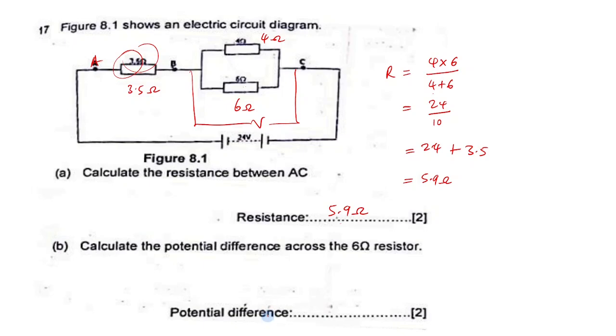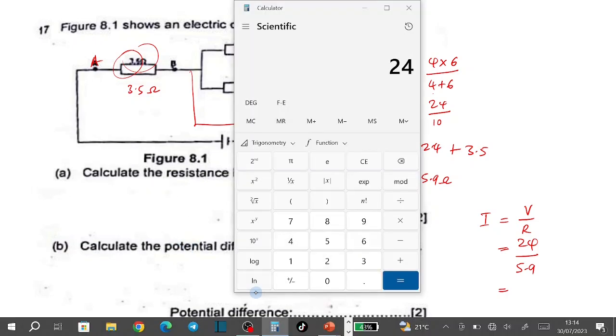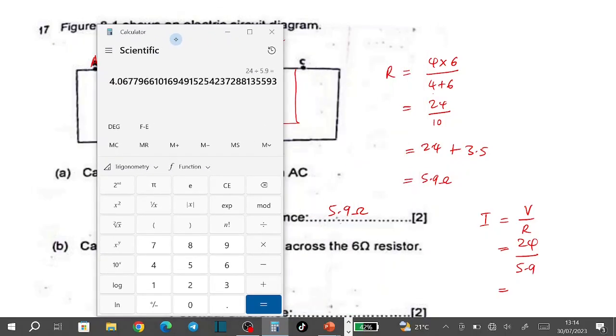Now, the problem is we don't know the current yet. So first of all, we need to know the current. So current is going to be equal to voltage divided by total resistance. So voltage, we are told it is 24. So total resistance is 5.9 if I didn't make a mistake here. So you divide 24 divided by 5.9. Let me first confirm.